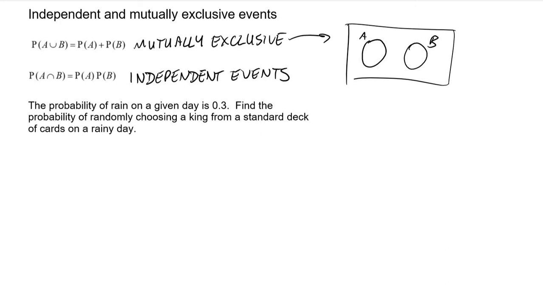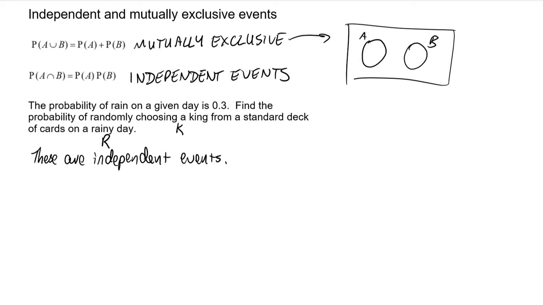The first one says the probability of rain on a given day is 0.3. Find the probability of randomly choosing a king from a standard deck of cards on a given rainy day. So we have two events, raining and choosing a king from a standard deck of cards. These are independent, which means the fact that it rains has no effect on choosing a king.